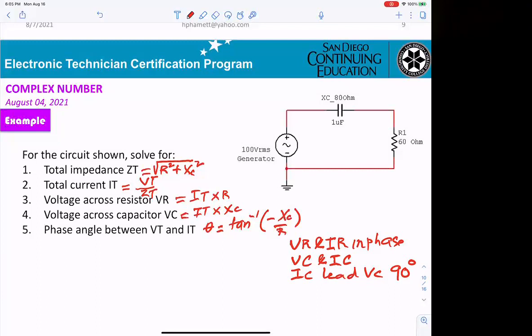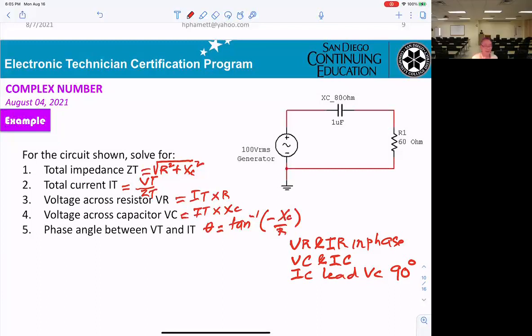Mr. Pham, I thought in the past classes you said when you have a capacitor, the current leads the voltage. For the capacitor, IC leads VC, okay, by 90. However, VT and IT is not a formula for you. They just give you the angle, but they're not telling you which one is leading or lagging.